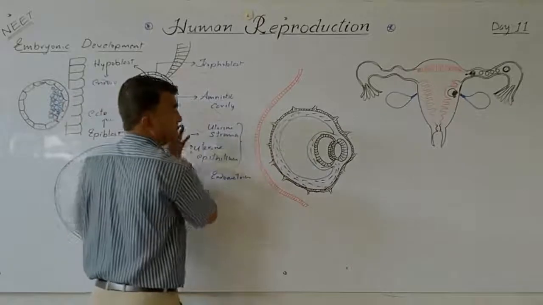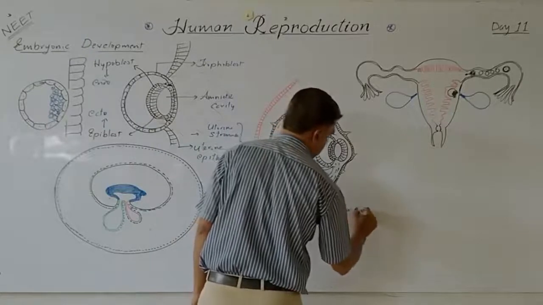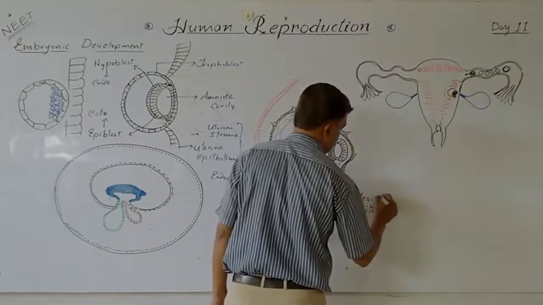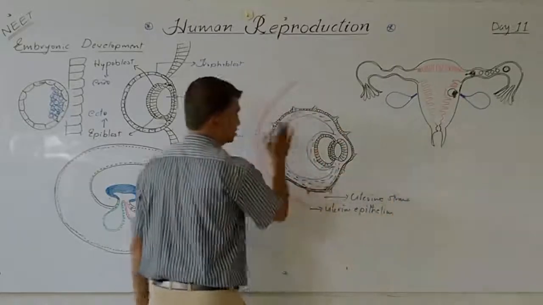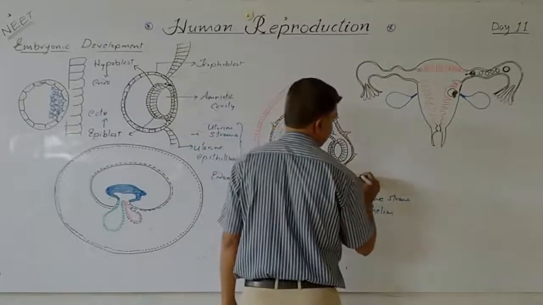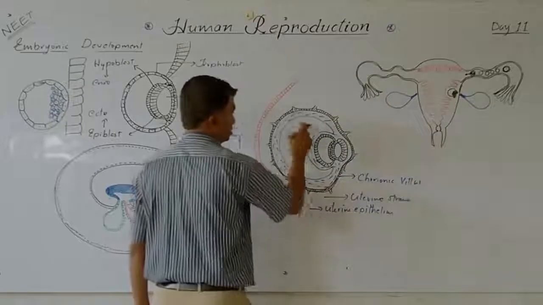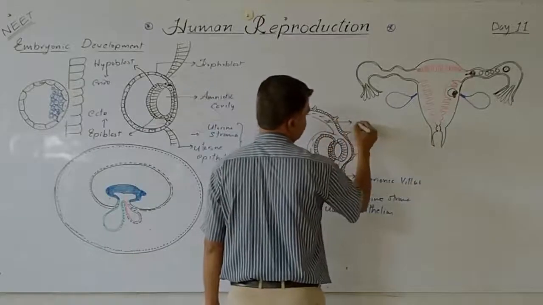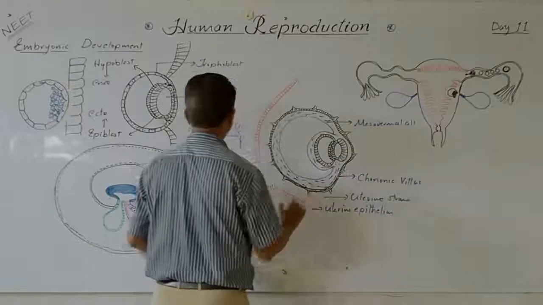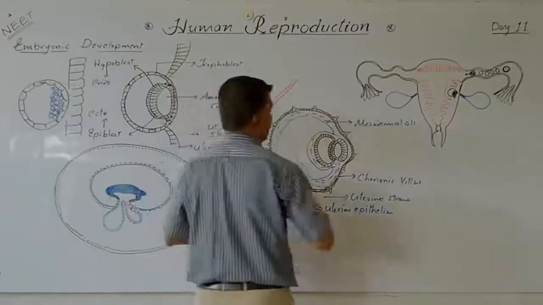Now this has further penetrated and completely entered into the endometrium. The outermost red color is called the uterine epithelium. This is called the uterine stroma. Now this structure, which is actually produced from the trophoblast, is the chorionic villus. The blue color structures are the mesodermal cells. The mesodermal cells are produced from the trophoblast only. They are present outside, surrounding it. This is an extra embryonic cavity.